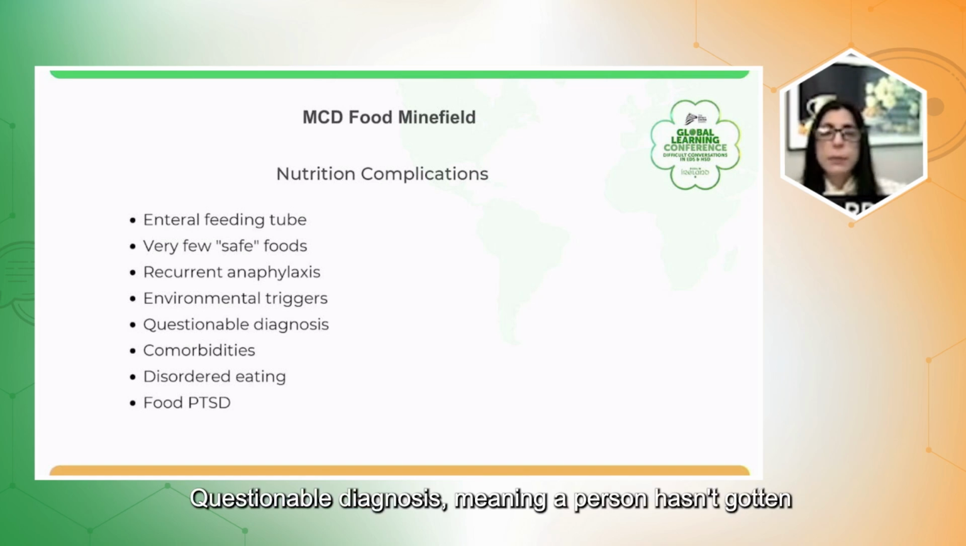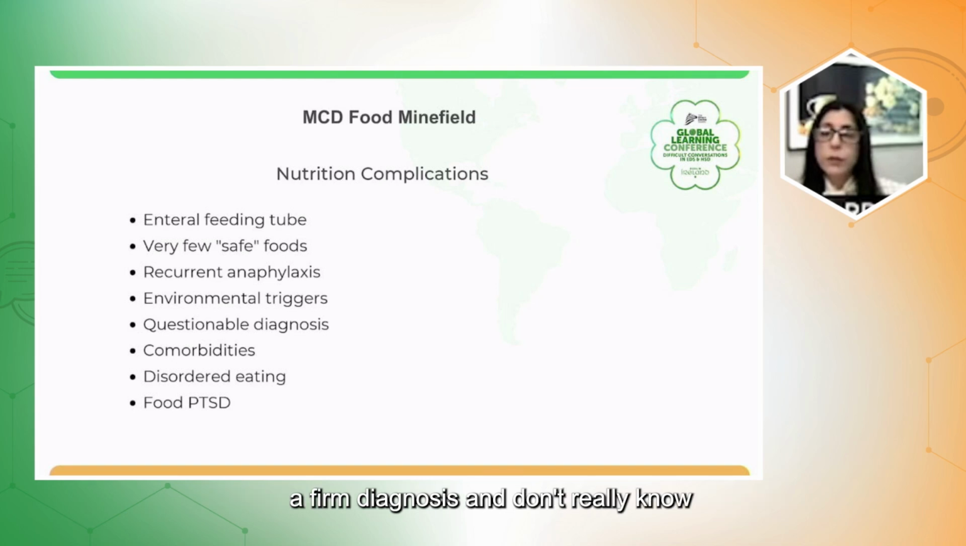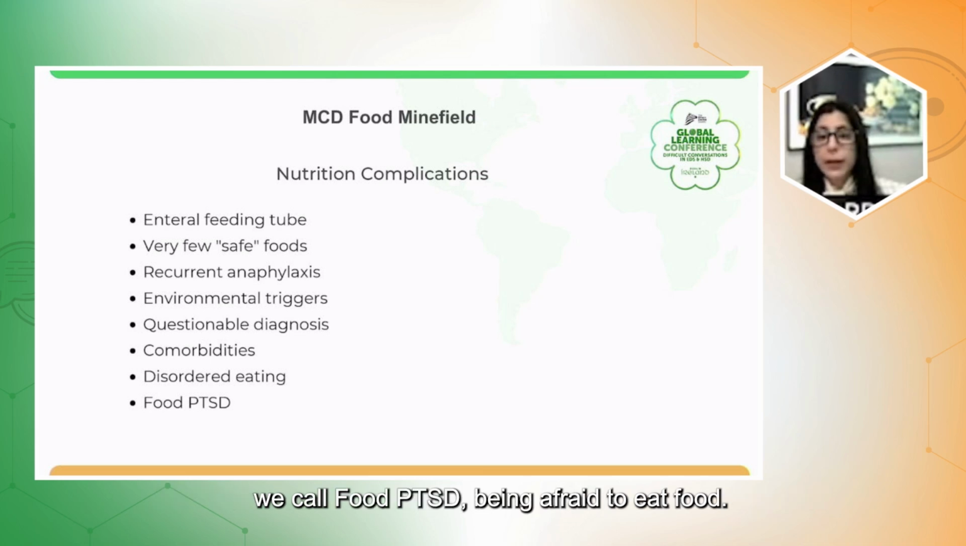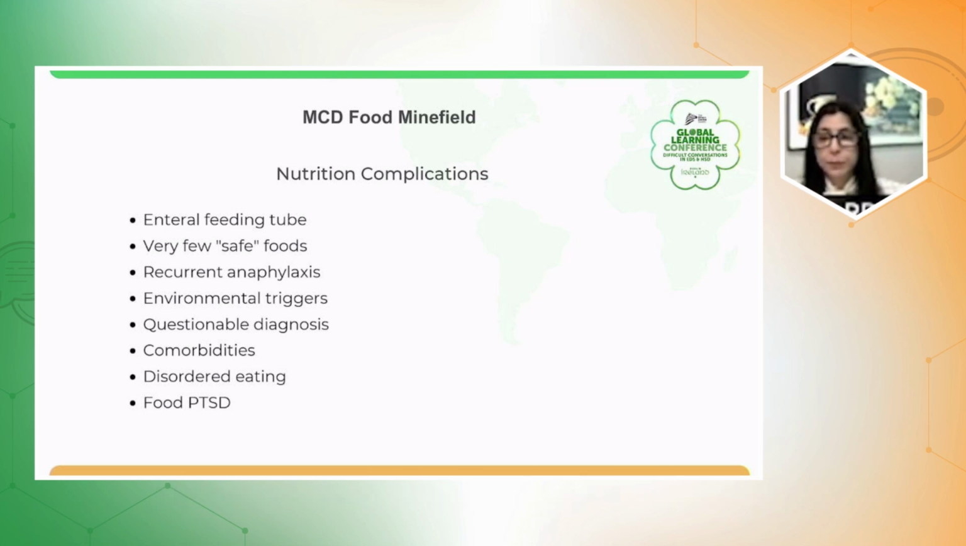Questionable diagnosis, meaning a person hasn't gotten a firm diagnosis and doesn't really know what's going on and isn't really sure. Having comorbidities, meaning other diseases or diagnoses that can complicate things. Disordered eating, having food disorders, and also having what we call food PTSD, being afraid to eat food.